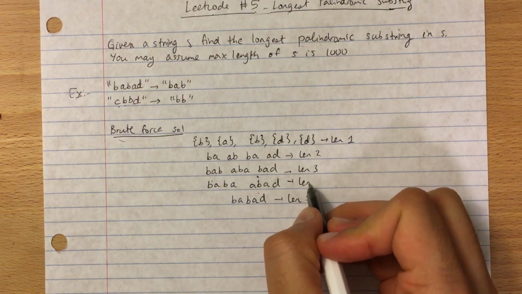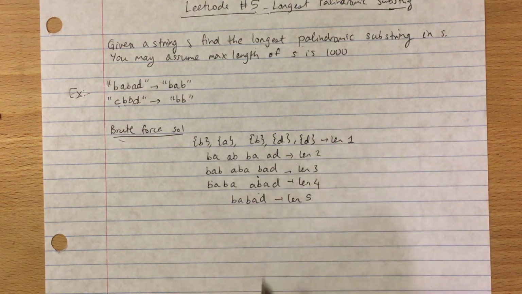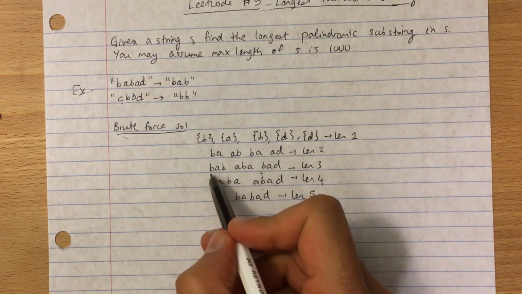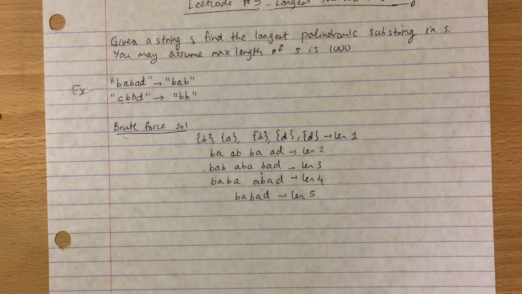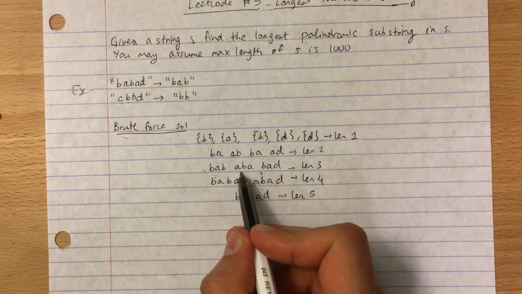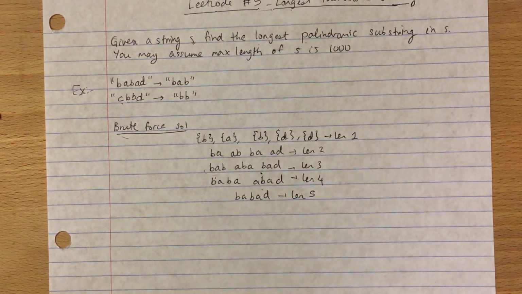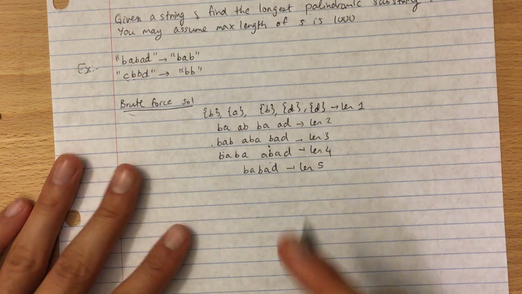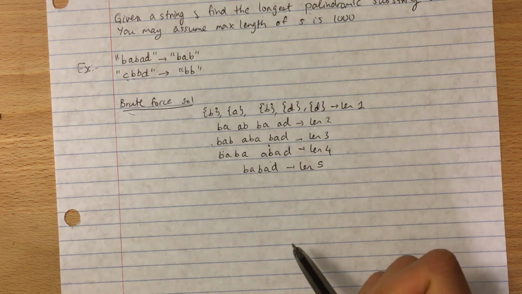So the brute force solution is to evaluate all these substrings and pick the maximum one, which in this case would be BAB. Notice that it can also be ABA, but you can return the first one. It doesn't matter, but you would evaluate all possible substrings.